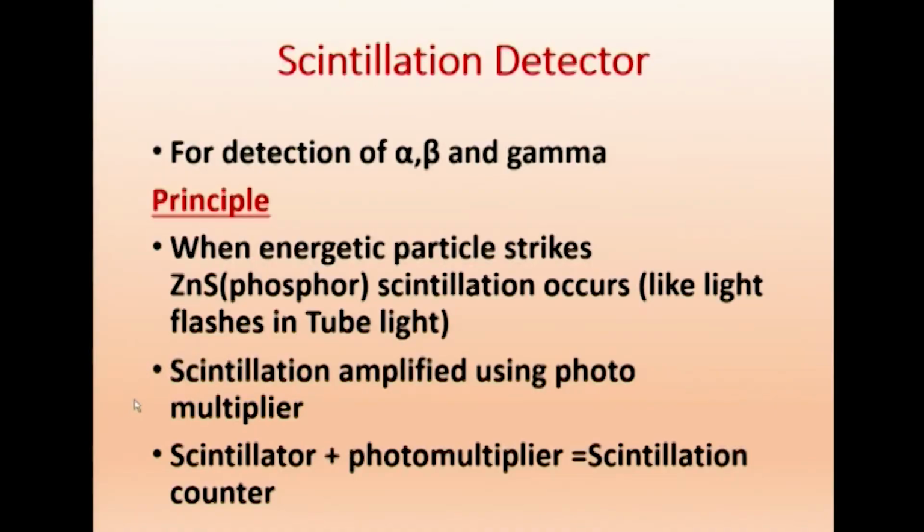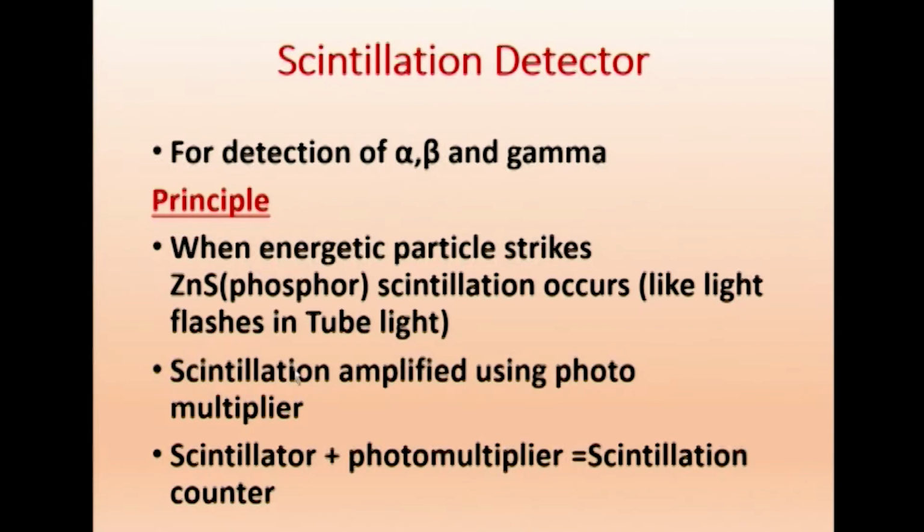So here we will continue with this. The scintillation is amplified. A particle comes, enters, and strikes the phosphor, for example ZnS, and then the scintillation is amplified using a photomultiplier. That amplification we will discuss. The scintillator plus photomultiplier gives you a scintillation counter. For every particle there is a scintillation, that scintillation is multiplied, amplified, and then counted. So it becomes a scintillation counter.